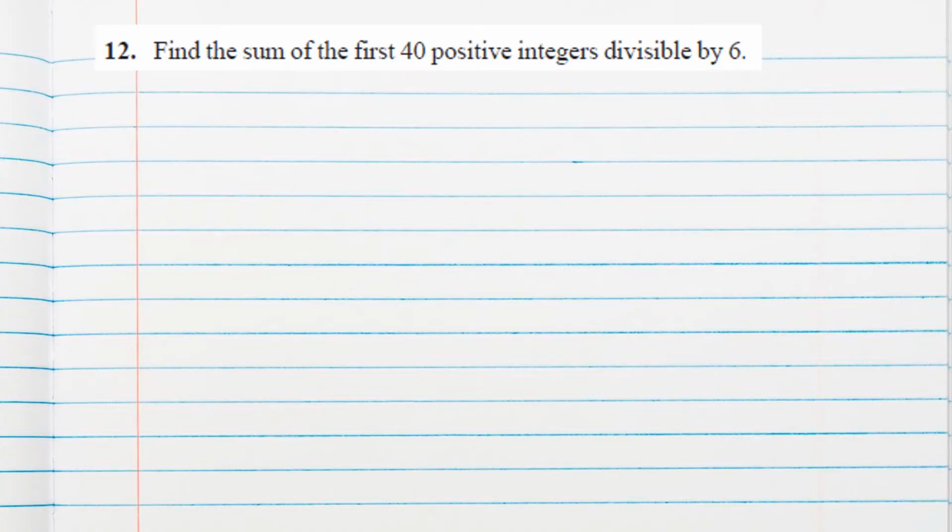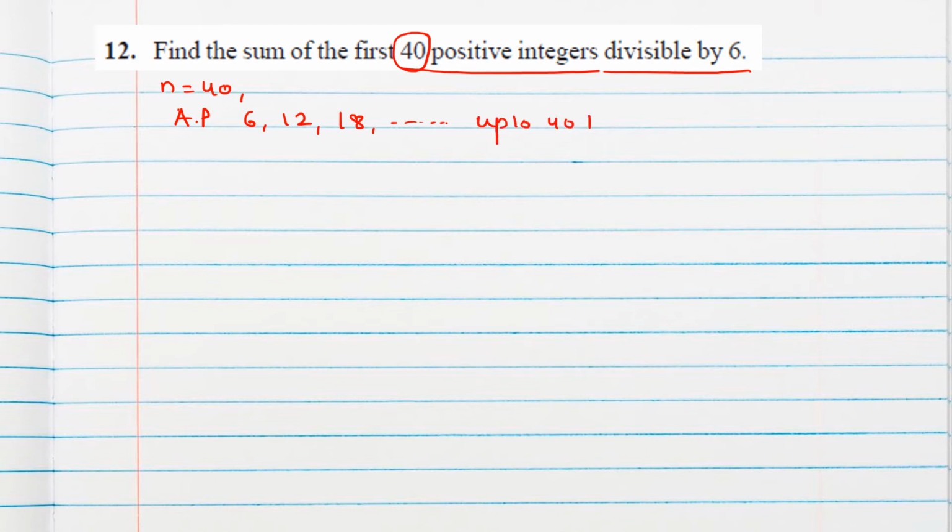Question 12. Find the sum of the first 40 positive integers divisible by 6. Okay, first 40. That means n is 40 here. The numbers divisible by 6, so we can start from 6. AP will be what? 6, 12. All the multiples of 6 will be divisible by 6, isn't it? Then 18 will come and so on. Till 40 terms. So we can write up to 40 terms.